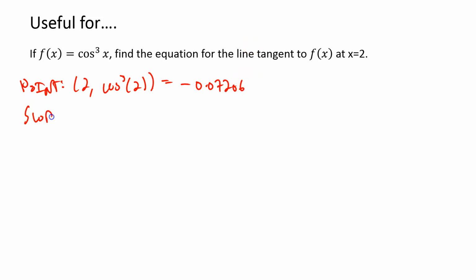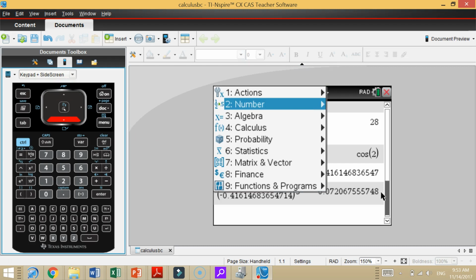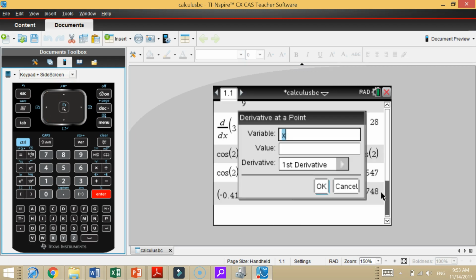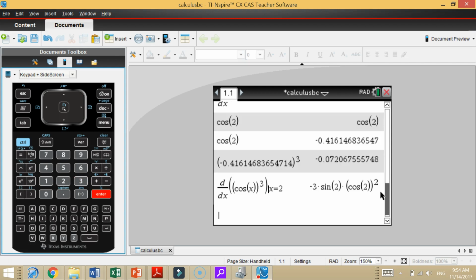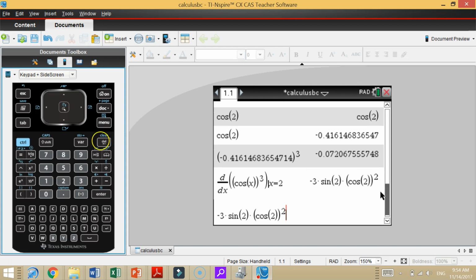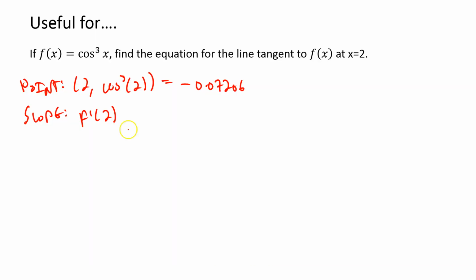Now we need the slope. Well, that's just f prime of 2. So we go back over, go to Menu, Calculus, derivative at a point. X is fine. I want to evaluate it at 2 again. First derivative is great. And I'm going to put in cosine of x in parentheses. I never trust putting the cube in the middle. I like to do the whole function and then cubed. Hit enter. And we see that it gave us that chain rule. I'm going to do control enter. If you do control enter, it'll give you an approximation. Negative 0.4724.